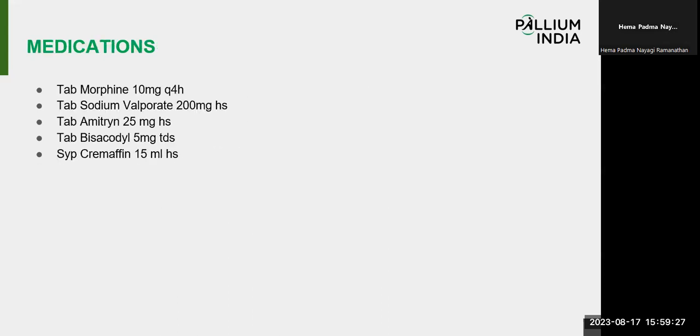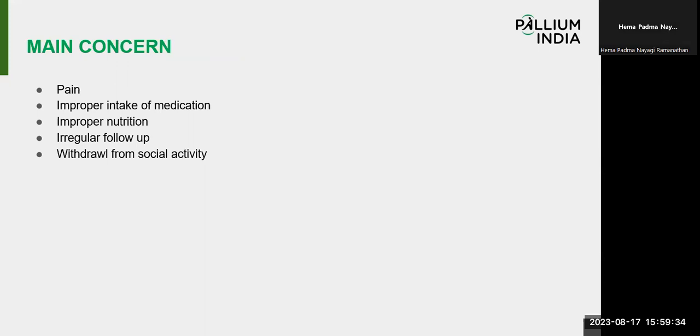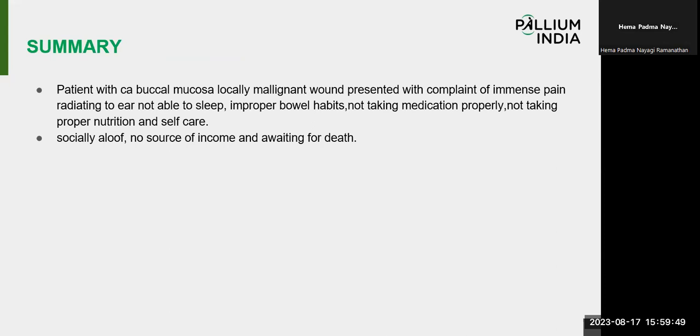Medicines already described: morphine, sodium valproate, amitriptyline, bisacodyl, syrup cremaffin. Main concerns are pain and improper intake of medicine. She doesn't take medicine regularly, has improper nutrition, irregular follow-up, and withdrawal from social activities. Summary: patient with CA buccal mucosa, locally malignant wound, presented with immense pain radiating to the ear, not able to sleep properly, improper bowel habits, not taking medication or nutrition properly, self-care deficit, socially aloof, no source of income, awaiting death.